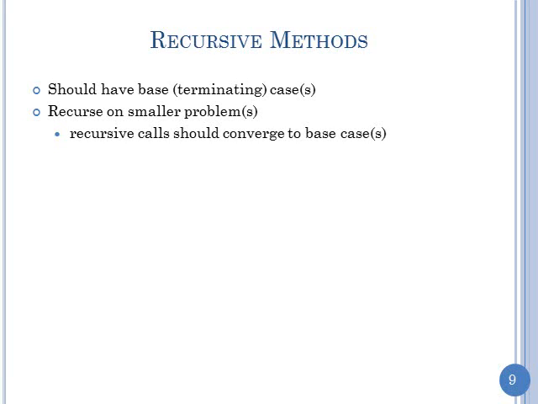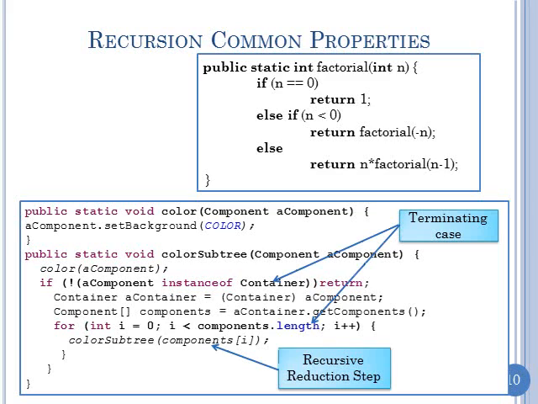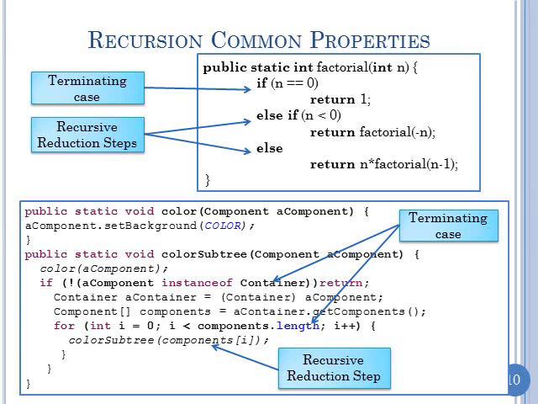So remember, recursive methods should have base terminating cases, and the recursive smaller problems. And the recursive calls should converge to base cases. And we saw that, we did the recursion with something simple like factorial and something more complicated, like what we saw here. And in both cases, we have terminating cases and recursive reductions. Okay? So in that sense, they are united.